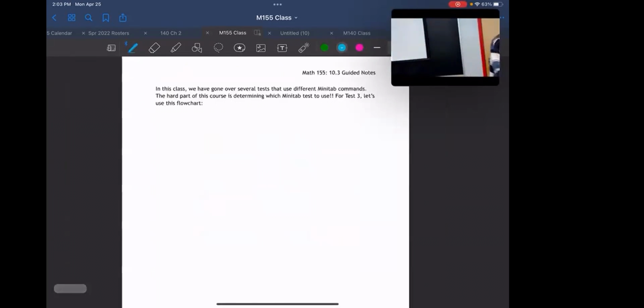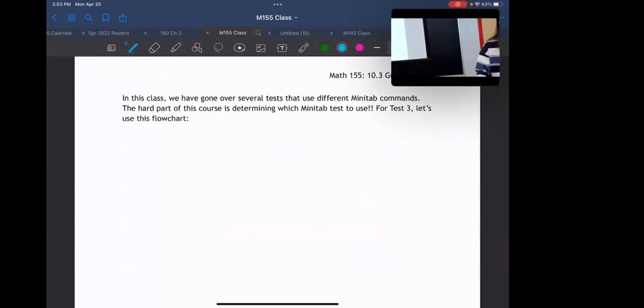Okay, so if you flip to the back of these notes, we're on 10.3, by the way. If you need them, I have a copy here.